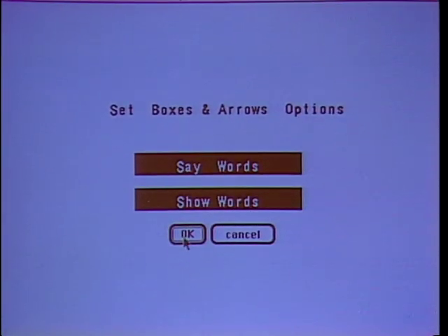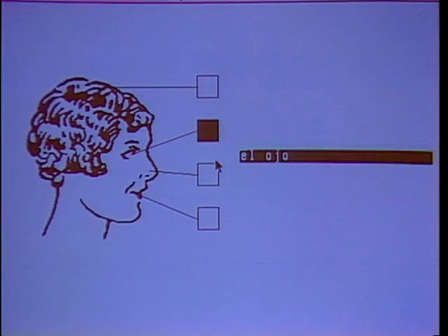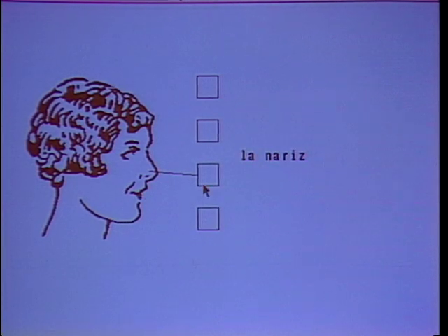You have options. You may, in fact, want to not hear the speech at some point. And so it says, what word is that? And if you do it wrong, it'll repeat it. And it says, oh, it really wants to be the eye. El pelo, la boca, la nariz.